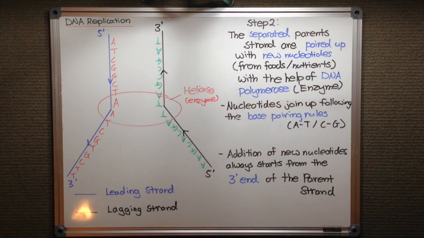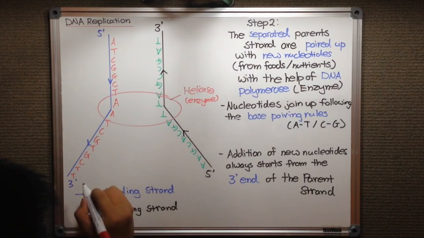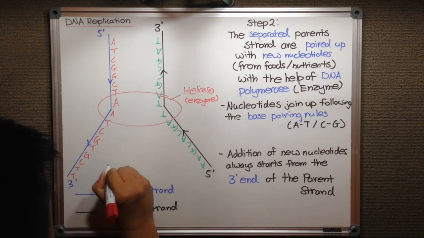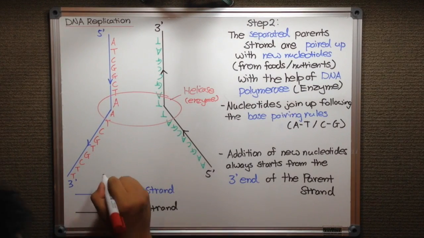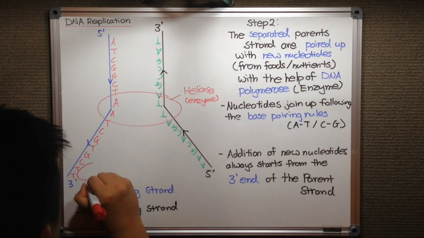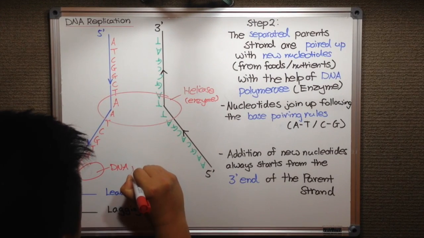Now we are going to talk about DNA polymerase. Now DNA polymerase basically joins the new nucleotides together and binds them with the parent strands. Okay, so we're just going to go over here and we are going to draw the DNA polymerase. Let's just use red. I like red. Okay, so just a blob here, and we're going to call this DNA polymerase.